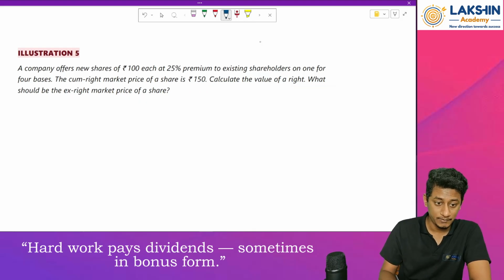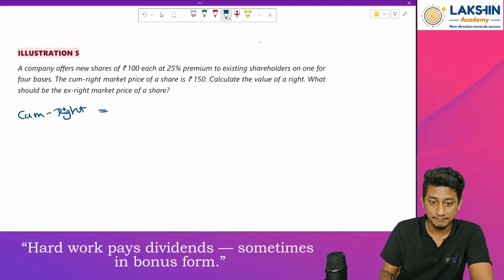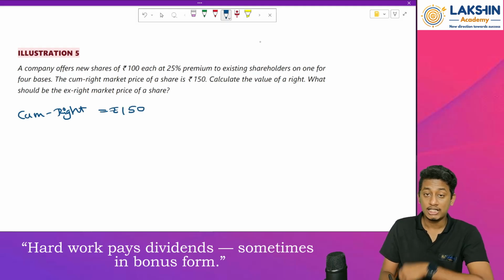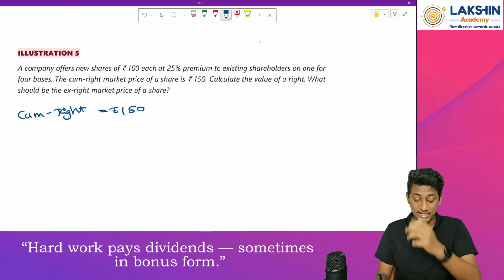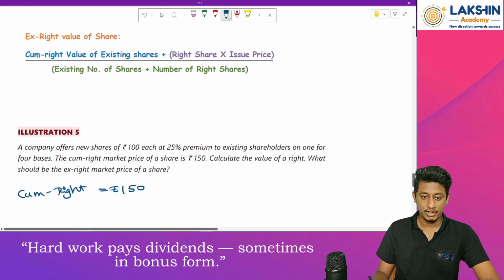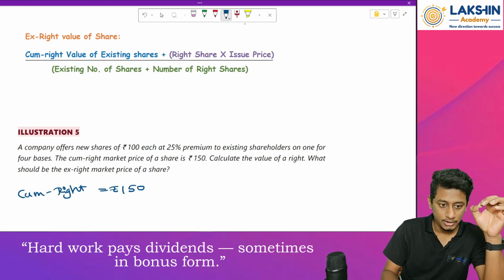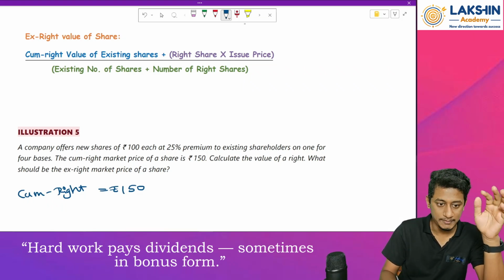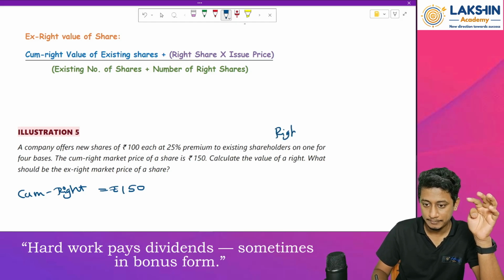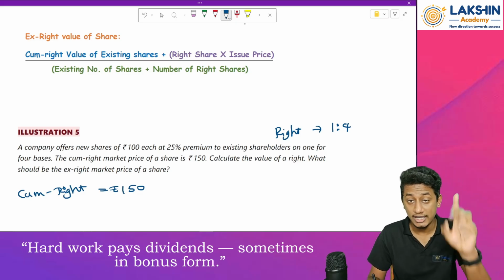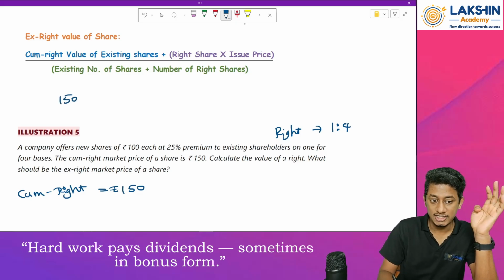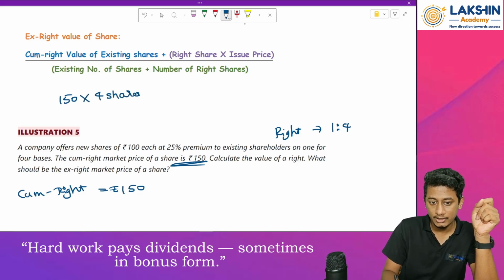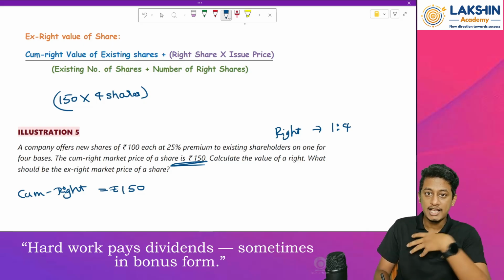Okay, let's see. First of all, what is my cum right price of the share? It is rupees 150. Now I need to make a bifurcation out of this. Look at the formula. Let's assume this person has 4 shares because the right ratio is 1:4. For every 4 shares, you get one new right share. He already has shares at the market price of 150, so cum right 150 into 4 shares is the current value of his holding.